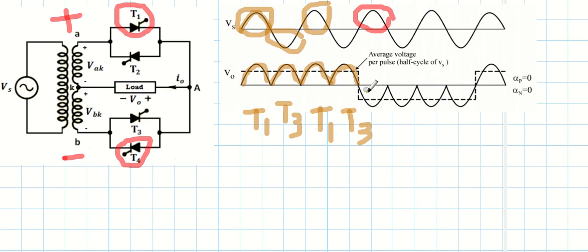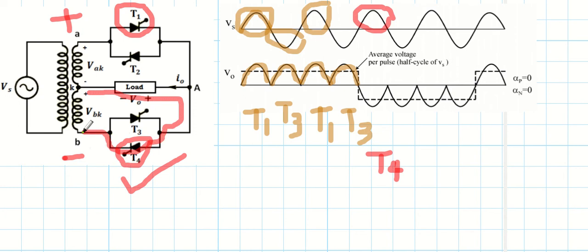But we want a negative pulse at the output. So at which thyristor will we apply the gate pulse? We will apply the gate pulse at thyristor T4. So what will happen? The current will enter from the negative terminal of the load, like this one.